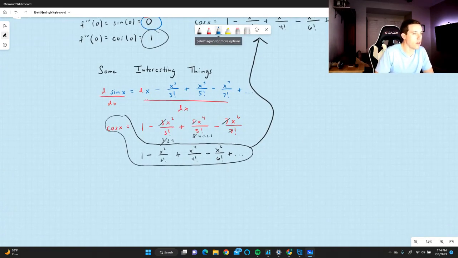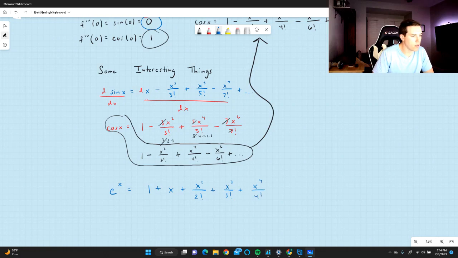So what about our other series? We just talked about e to the x at the beginning. E to the x was this, x plus x squared over 2 factorial plus x cubed over 3 factorial plus x to the 4th over 4 factorial plus. Well, same logic. What if I take the derivative of both sides of this? The derivative of e to the x is e to the x. That's weird. Well, what is the derivative of this series?